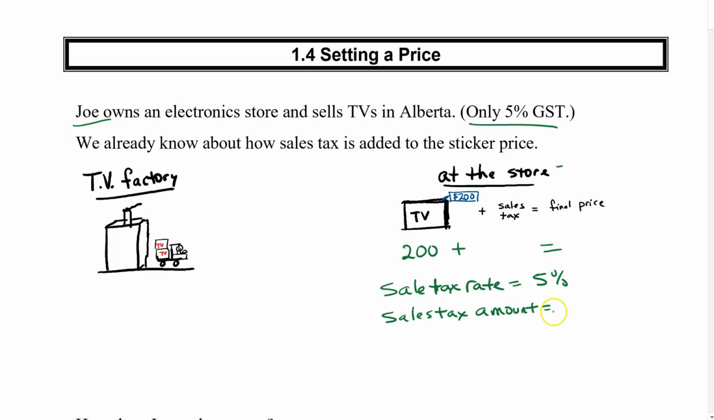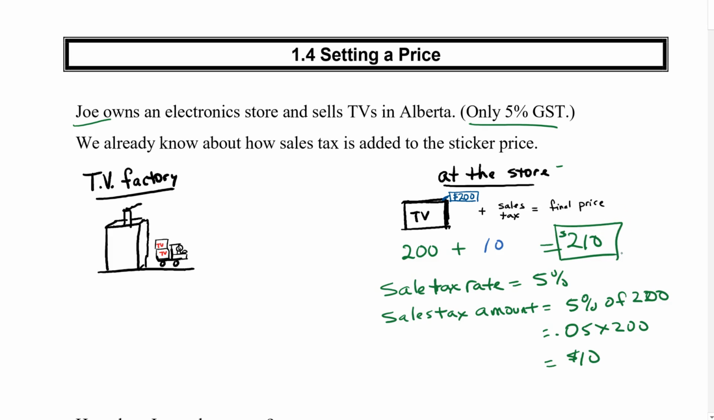We've done this kind of problem many times. It would be 5% of 200. So that would be 0.05 times 200. And if I work that out, that ends up being $10. So I could go up over here and say, okay, $10 sales tax. So my final price is going to be $210.